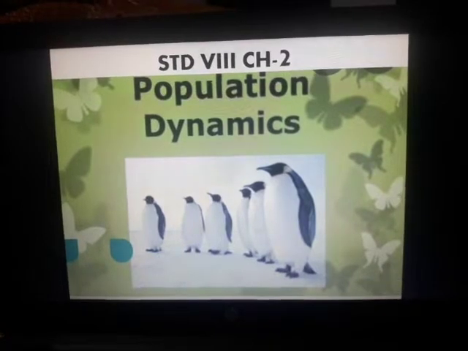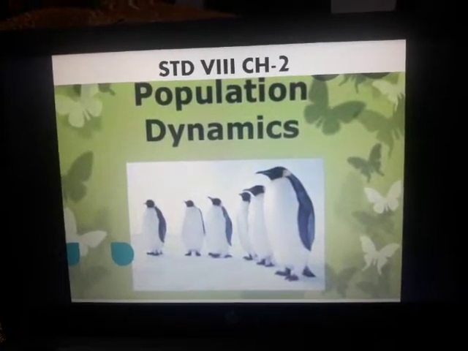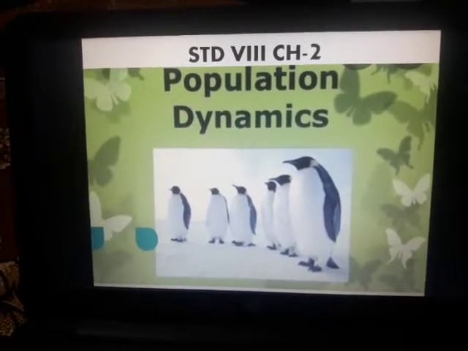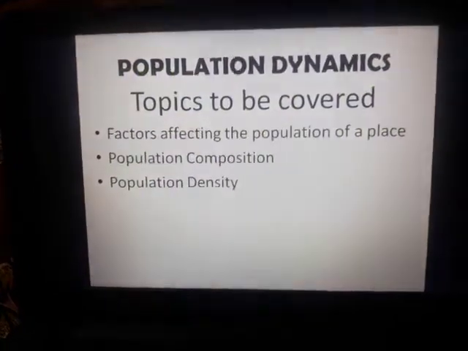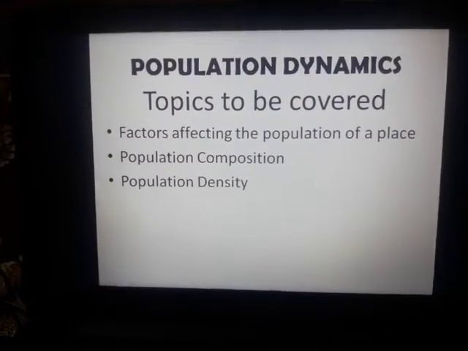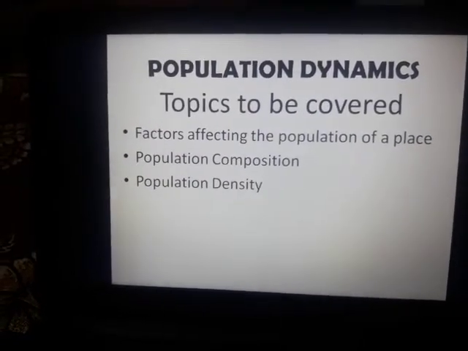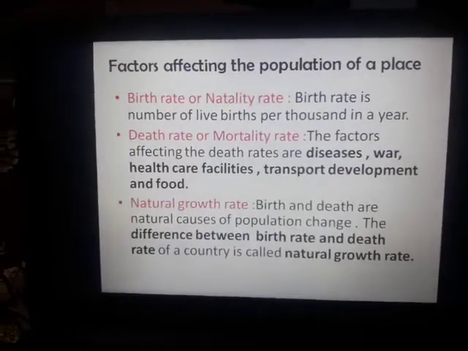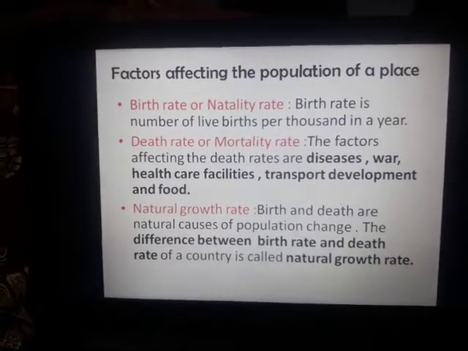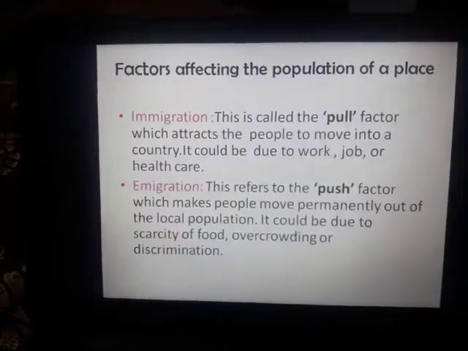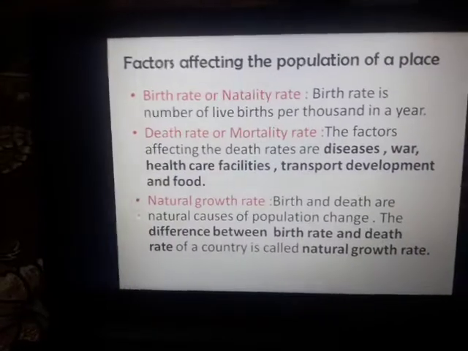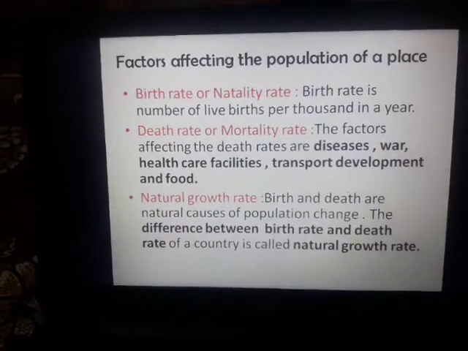Today I will continue with chapter number 2, that is population dynamics, and the topics which I am going to cover today are factors affecting population of a place, population composition and population density. Let's begin. The factors affecting the population of a place are birth rate, death rate, natural growth rate, immigration and emigration. Let us understand each of the factors in detail.